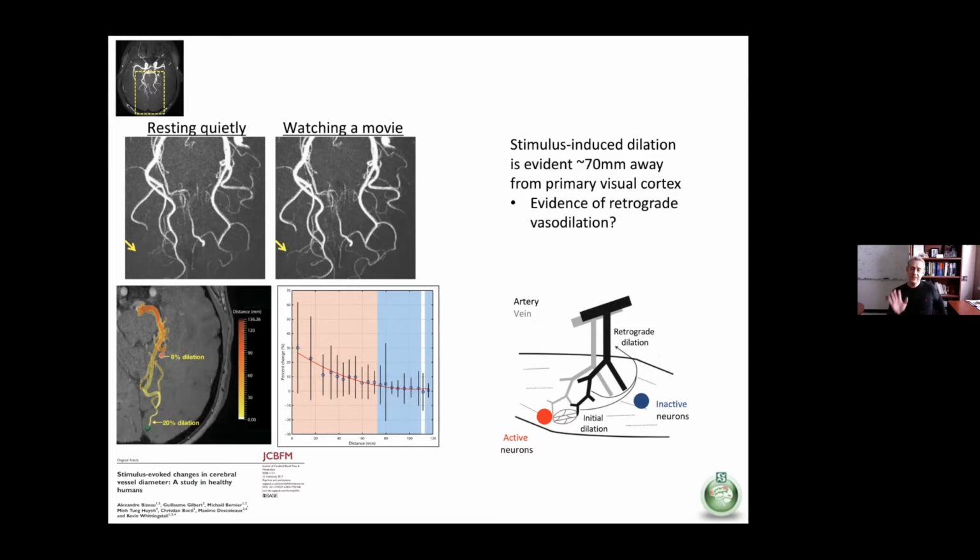it almost 70 millimeters anterior to the site of visual stimulation, very, very close to the midbrain, which might indicate that the vasodilation that you see during sensory stimulation is never local. It actually conducts itself up towards the more distal sites. So here's a schematic of what might be happening here.